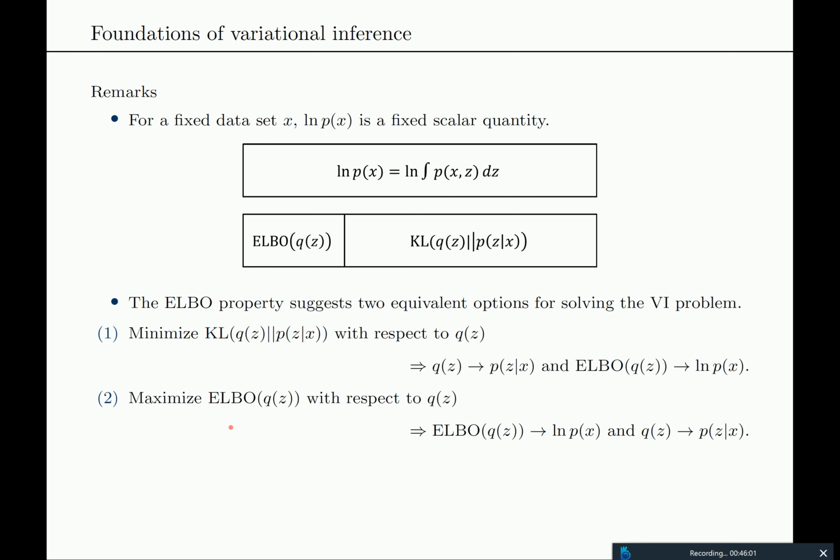So we want to maximize the evidence lower bound with respect to the variational distribution. This has two consequences. First, the ELBO gets closer to the log marginal likelihood or the log model evidence, and because it minimizes the KL divergence, this arbitrary variational distribution gets closer to the posterior distribution.